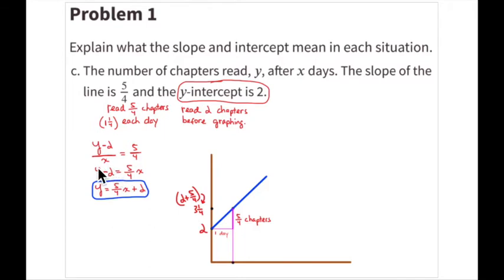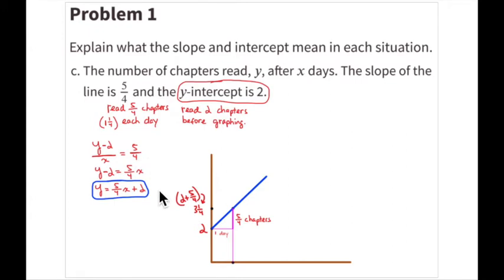So that's this y minus 2. You take away that 2 chapters, and that's equal to 5/4 chapters each day. If you divide by the number of days up here, that's going to equal that 5/4. So the slope is calculated by taking away the initial 2 chapters and dividing what's left by the number of days. That's going to tell you what the slope is. What's the change per day? 5/4 of a chapter per day.